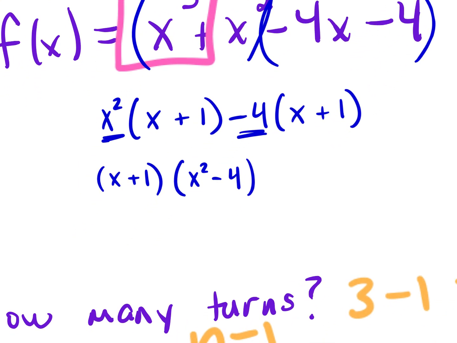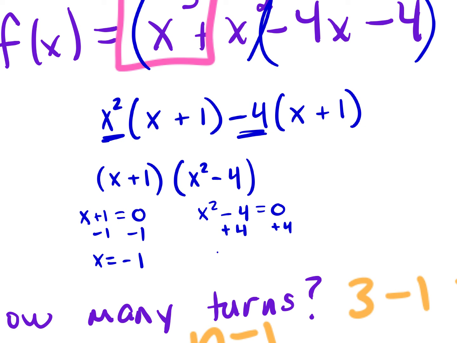What do I do next? Set them both equal to 0. So I have x plus 1 equals 0, and x squared minus 4 equals 0. So here I can subtract 1 on both sides, so x is equal to -1. And then in the second one, I'm going to add 4. So x squared is equal to 4.